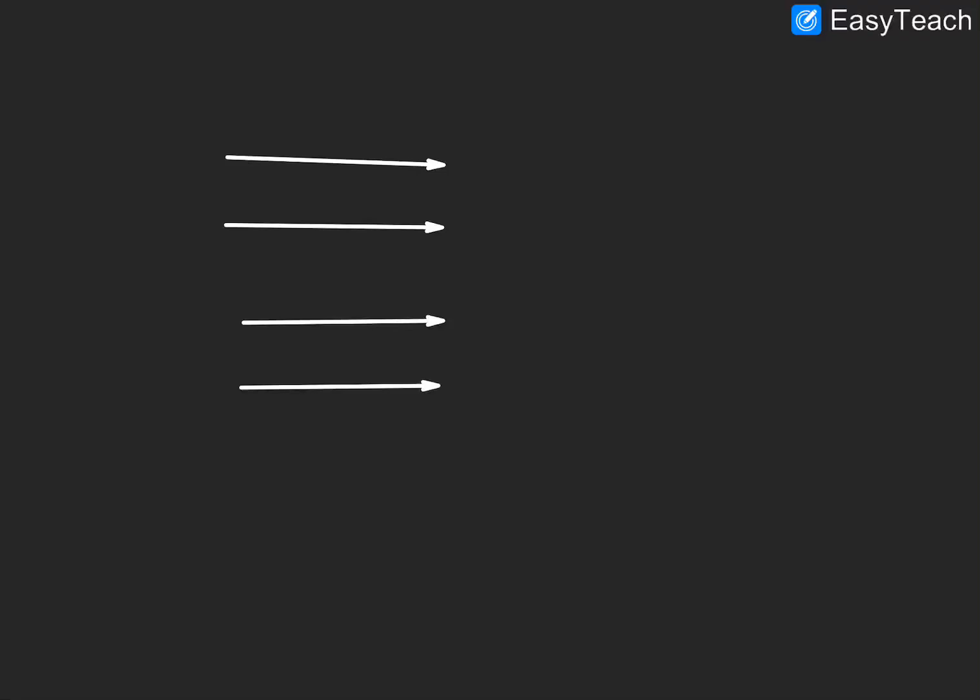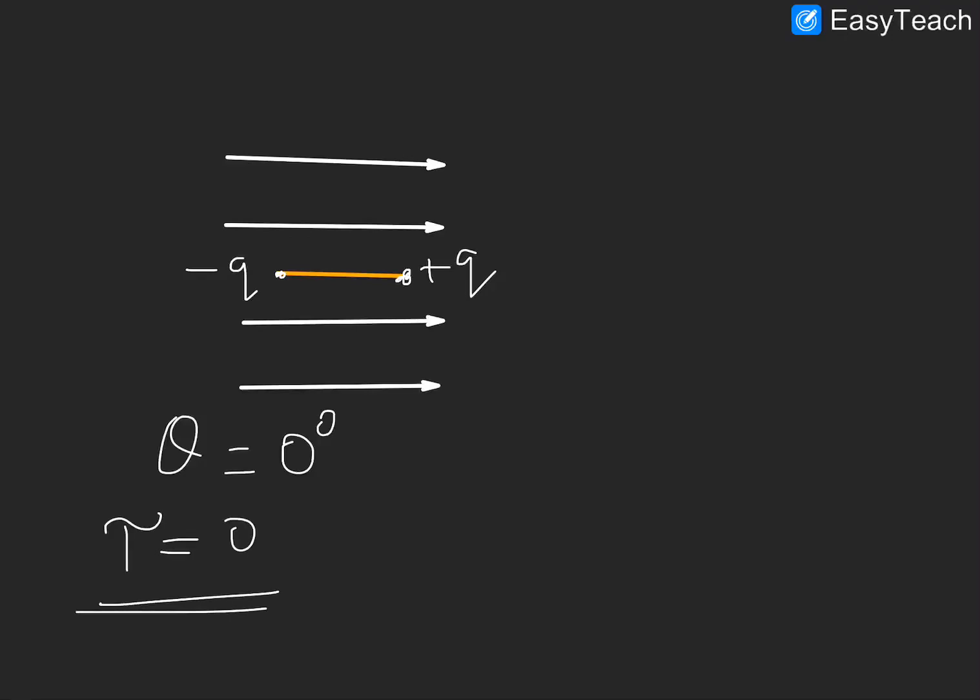When theta is equal to 0 degree, this is the case. Theta is equal to 0. That means your dipole, this side will be minus q and this side will be plus q. When you place your dipole like this, the dipole will be in the same orientation throughout. It will not have any torque because torque is equal to 0. Your dipole will be in the same position. This is when theta is equal to 0 degree or 180 degree.